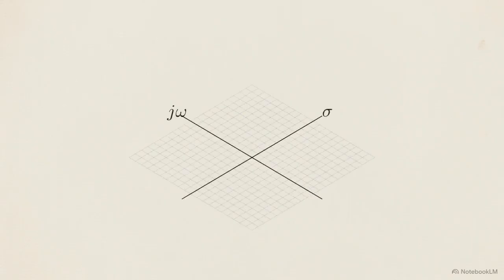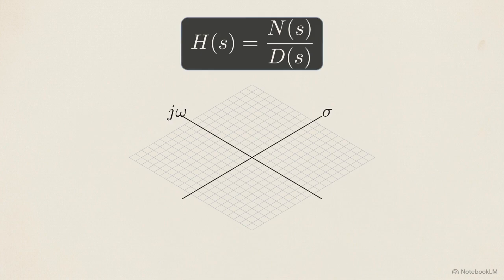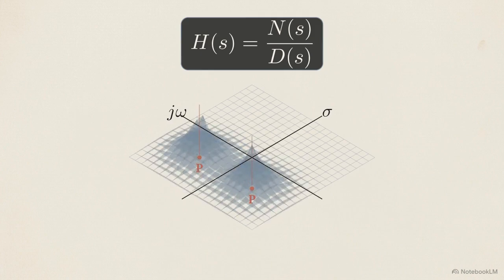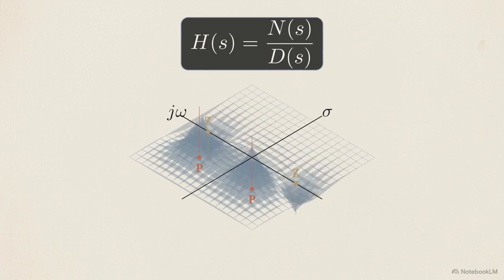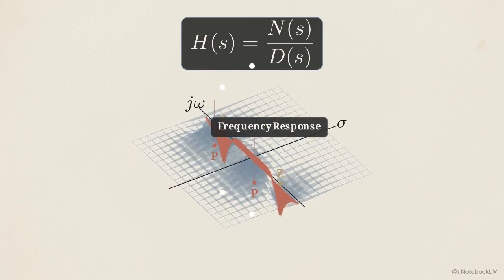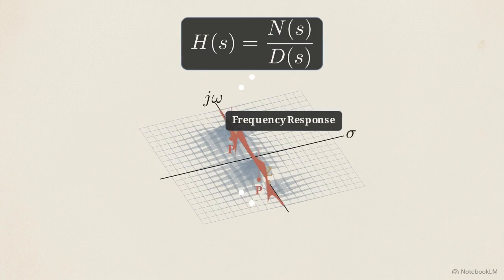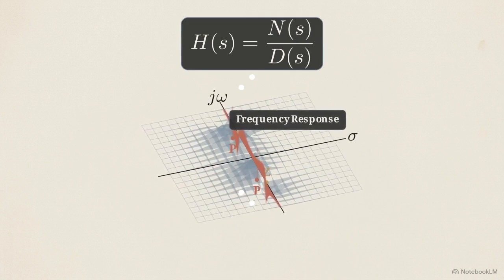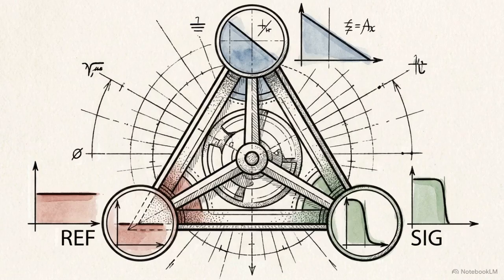To manage these compromises, we use the S-domain. Here, we define a filter's behavior through a transfer function. On this 3D surface, poles pull the response upward into peaks, while zeros push the response down into nulls. Shifting the placement of these poles determines both the stability of the circuit and the exact shape of its frequency response. This creates a mathematical trilemma. It is impossible to simultaneously achieve maximum passband flatness, perfect phase linearity, and a vertical roll-off.